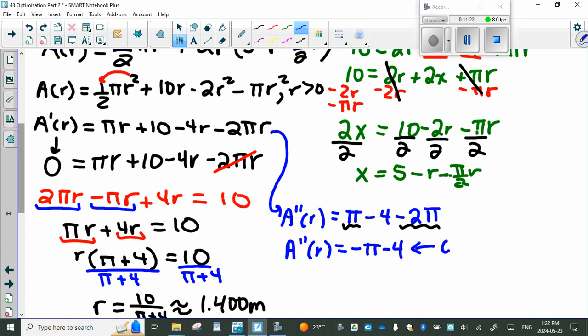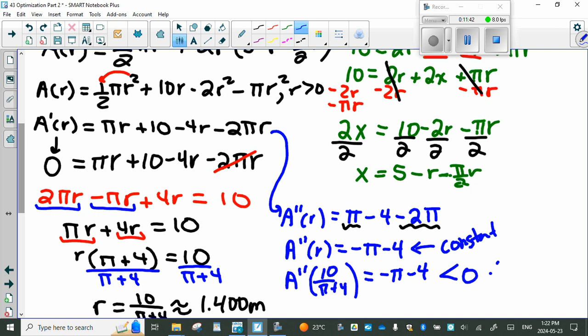And this is a constant. It's like roughly negative 7.14, right? Roughly. So it's a constant, which means f double prime at 10 over pi plus 4 is also negative pi minus 4, which is less than 0, which means we've got our maximum. So r being approximately 1.4 corresponds to our maximum area. Okay?